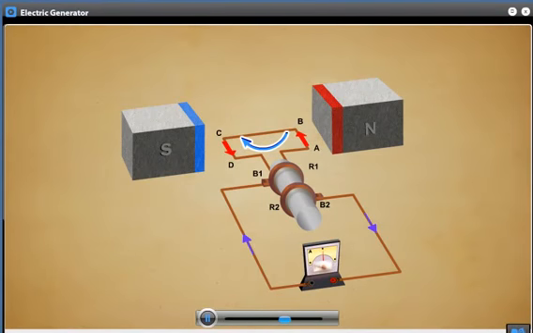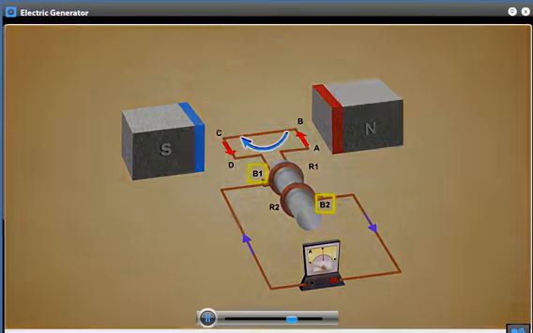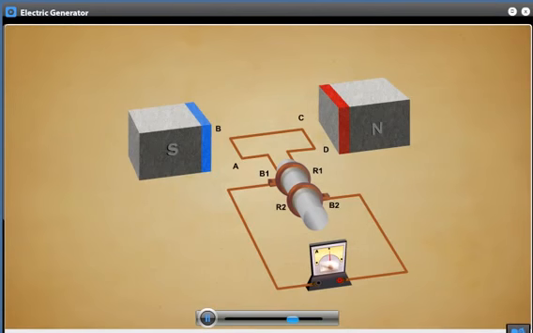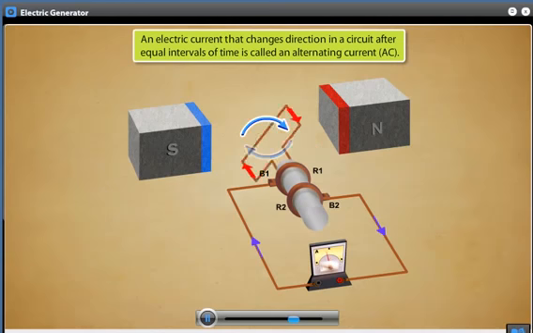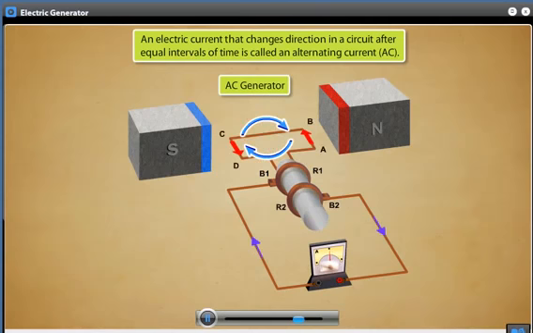After half a rotation, arm CD starts moving up and arm AB moves down, which changes the direction of induced current. Now the current in the external circuit flows from B2 to B1. Such a current, which changes direction in a circuit after equal intervals of time, is called an alternating current, abbreviated as AC, and the device is called an AC generator.